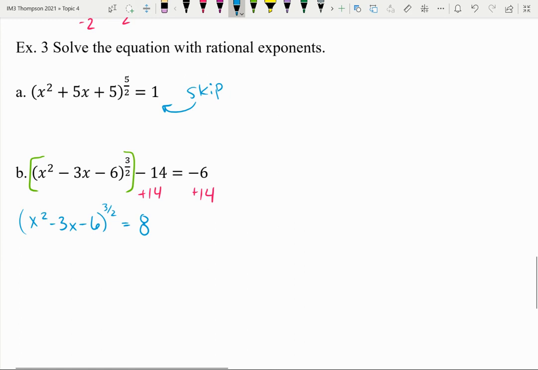I have something raised to the 3/2 power. I need to get rid of that exponent. So I'm going to raise that to a power of 2/3. If I do it to one side, I have to do it to the other. When I raise a power to a power, the rule is that I multiply my exponent. So I have 3/2 times 2/3. Oh, those are reciprocal, so I just get 1. Yay. These essentially cancel.